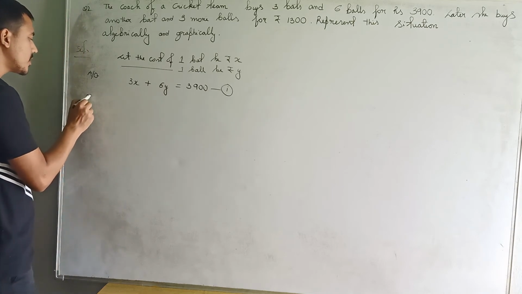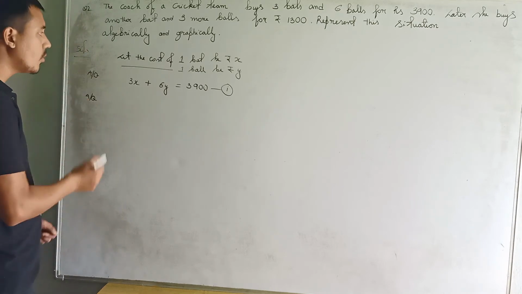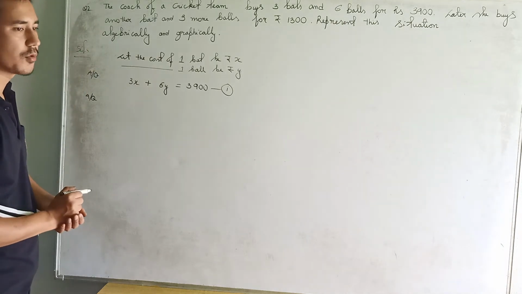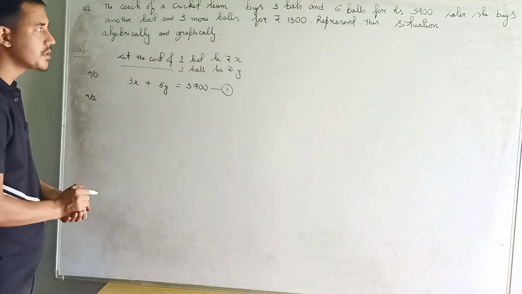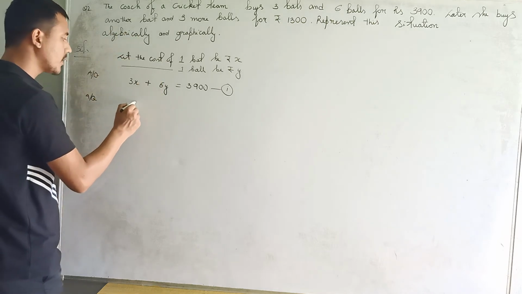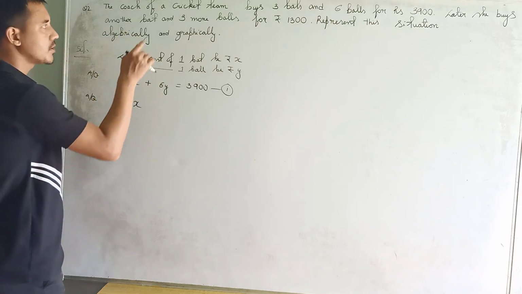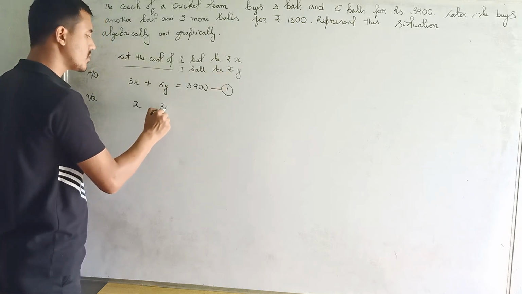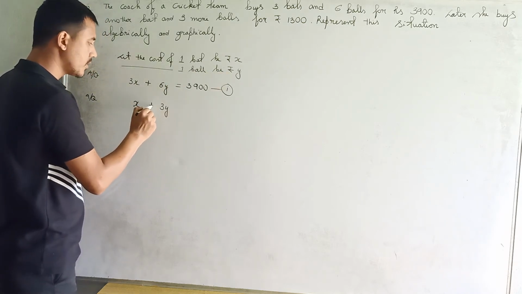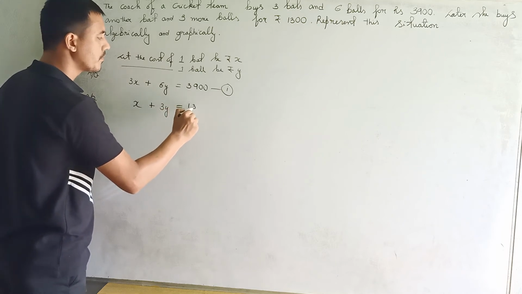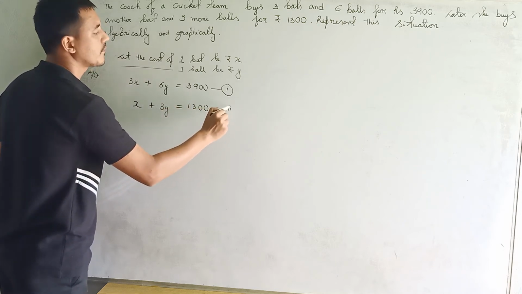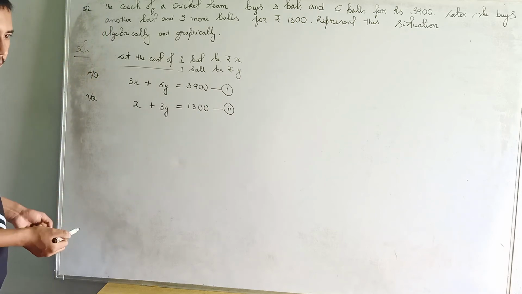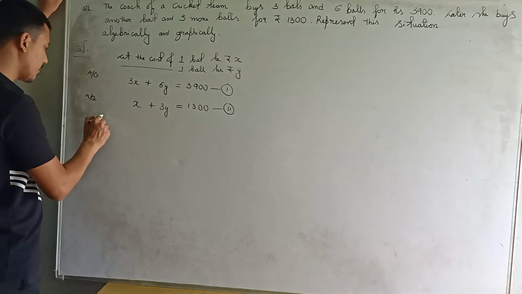Again later on she buys only 1 bat and 3 more balls now for rupees 1,300. She buys only 1 bat, cost of 1 bat is rupees x. She buys 3 balls, cost of 1 ball is rupees y, cost of 3 balls is 3y. So the total cost is 1,300. So we have represented it algebraically, so we need to do it graphically. So we start from the first equation.